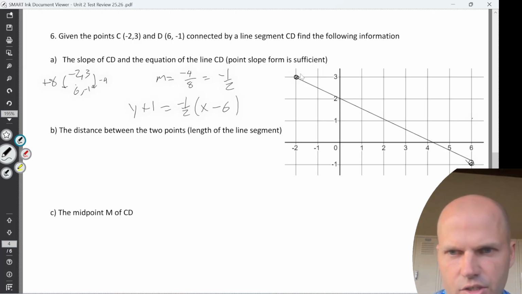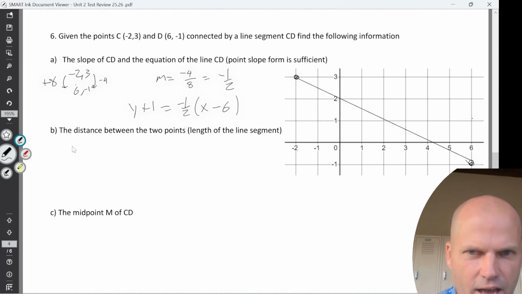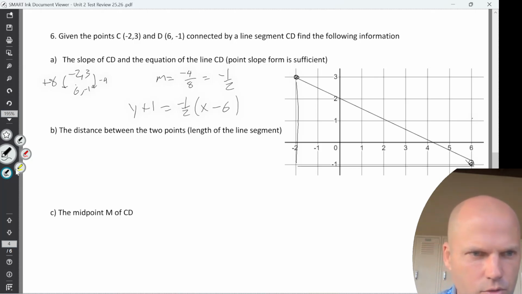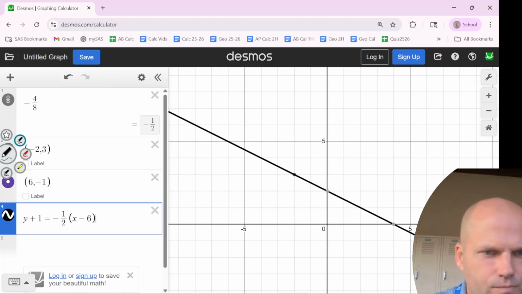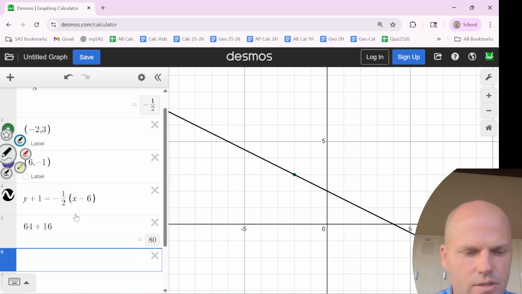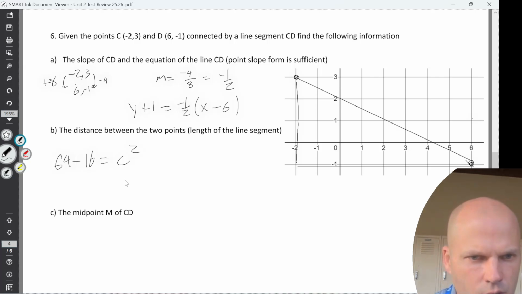What is the distance between these 2 points? Well, we found the vertical distance is 4. We found the horizontal distance is 8. I will use a squared plus b squared equals c squared. 64 plus 16 is 80. So that means c squared is 80. C is the square root of 80.